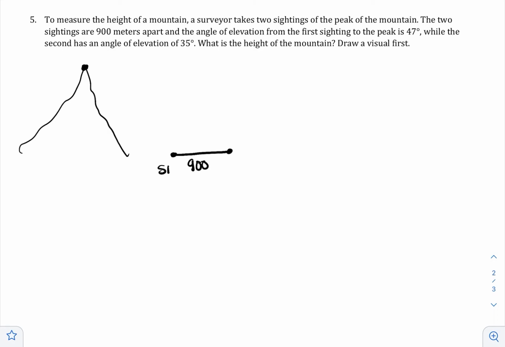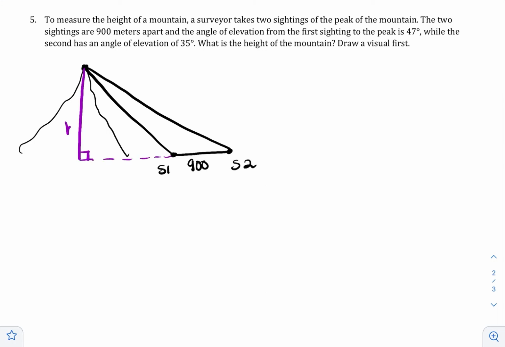Sighting 1, sighting 2. So you're taking the sightings to the peak. Ooh, I can see already that. There we go. And then we have the height of the mountain, which is going to go always directly down. And then this would be, here we go. So this is the height.